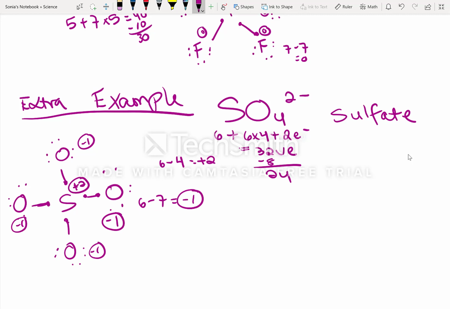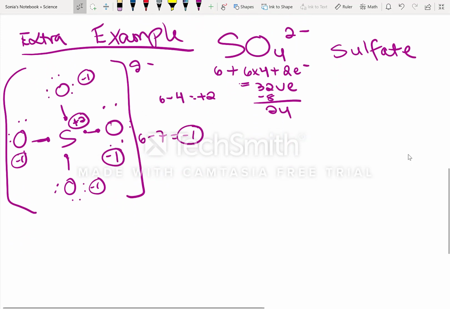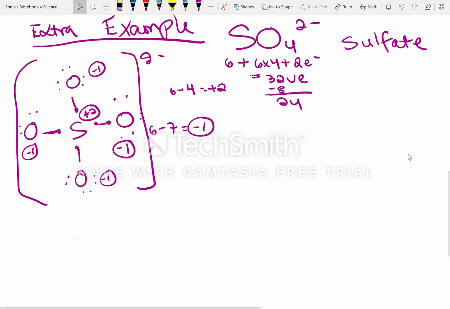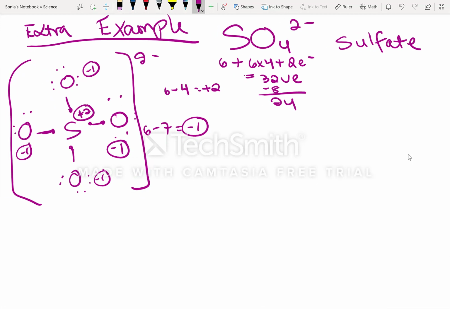And now that that's done, we can go ahead and write it properly with our 2-, but this structure does not look good to us. We've got to figure out a way of getting rid of that +2. And the only way would be to take one of these electrons and kind of share it with the sulfur to create a double bond. So let's try another structure. Double, and the rest will stay single.